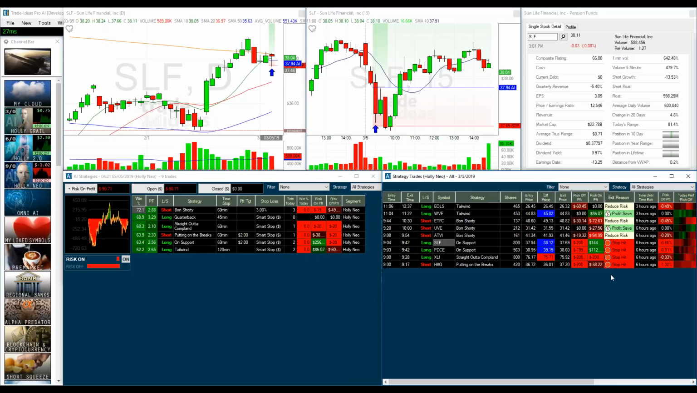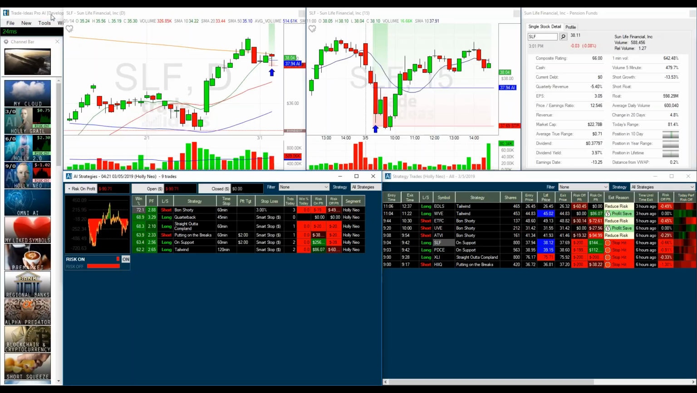But I wanted to bring up this one first just to show you guys, we don't always show the best ones. Holly Neo didn't perform all day. It was down $1.02. Now what you're looking at on my screen when you see risk off or risk on at $90, that's if you were in the risk on column. But if you look at risk off, you're going to see it was down 909.